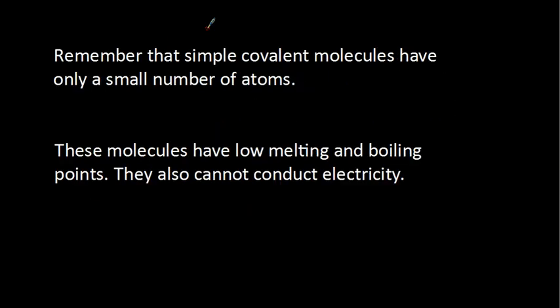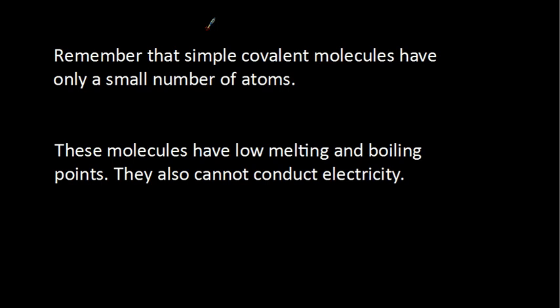So just a quick recap really. What you should be able to remember is that simple covalent molecules have only a small number of atoms. When we say a small number of atoms, we're not talking one or two. Some things might have tens or 100 atoms within the molecule. But when we compare that to something like diamond, which has millions of atoms within its structure, then we can say that simple covalent molecules have only a small number of atoms.